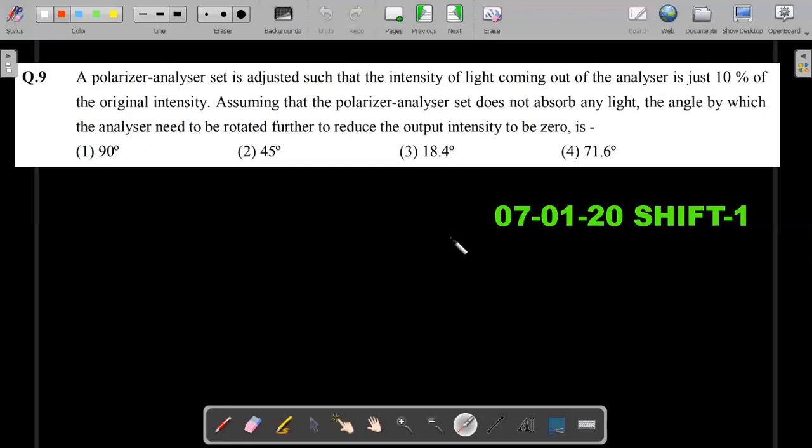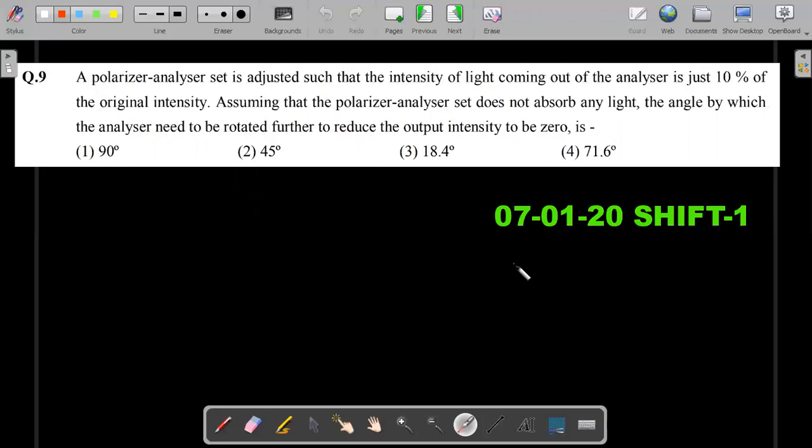Okay, next question. A polarizer-analyzer set is adjusted such that the intensity of light coming out of the analyzer is just 10% of the original intensity. Assuming that the polarizer-analyzer set does not absorb any light, find the angle by which the analyzer needs to be rotated further to reduce the output intensity to 0. This is related to polarization. You want to give it a try, pause here and then move on.